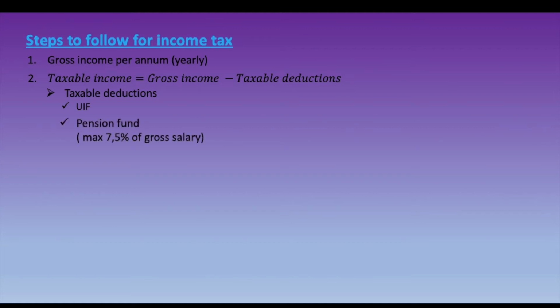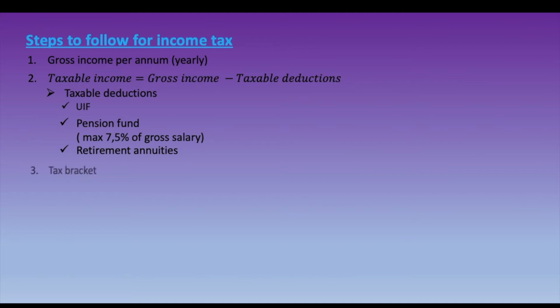In step 2, we need to work out the taxable income. To do that, we take the gross income minus the taxable deductions. Taxable deductions include UIF. As you know, we contribute 1% of our gross salaries to UIF. Another taxable deduction is pension fund. You are allowed to contribute as much as you can afford to your pension fund, but you are only allowed to deduct 7.5% of your gross salary from tax. Retirement annuities also form part of taxable deductions. As soon as we've worked out the taxable income, we can now move to step 3.